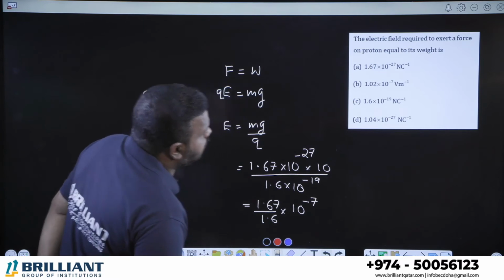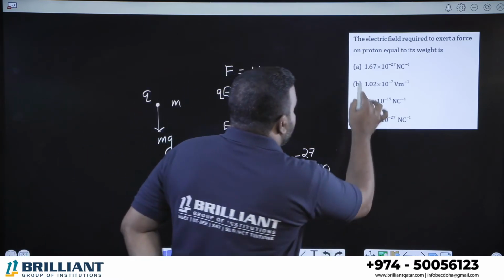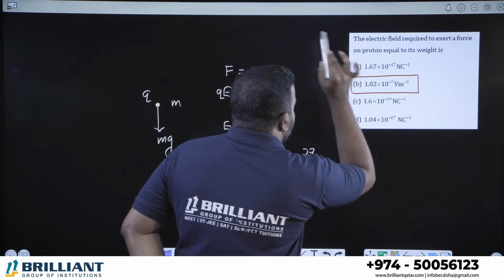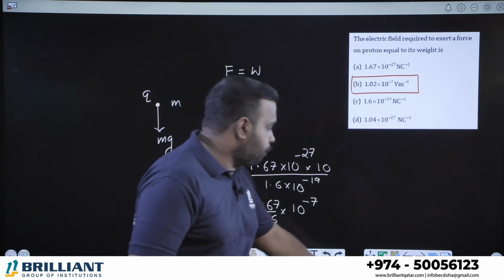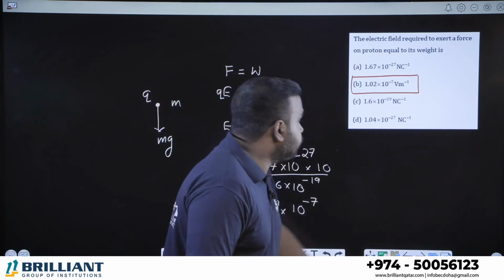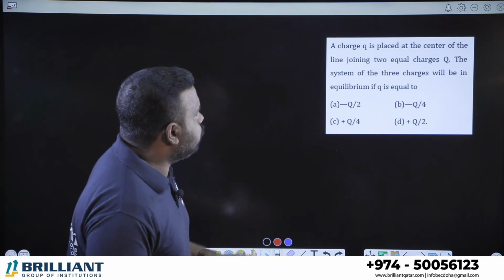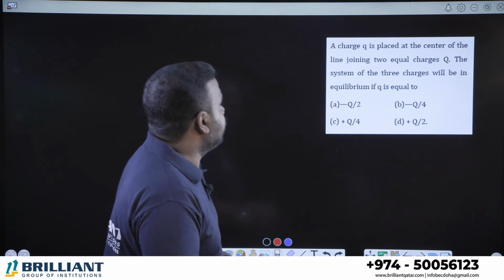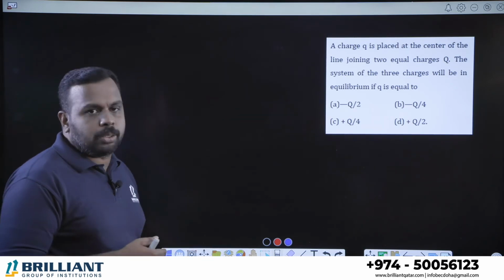Look at the options, yes, there is 1.02. So the answer is 1.02 into 10 to the power minus 7 volt per meter. Okay, next question. A charge q is placed at the center of the line joining two equal charges Q. The system of three charges will be in equilibrium if q is equal to.